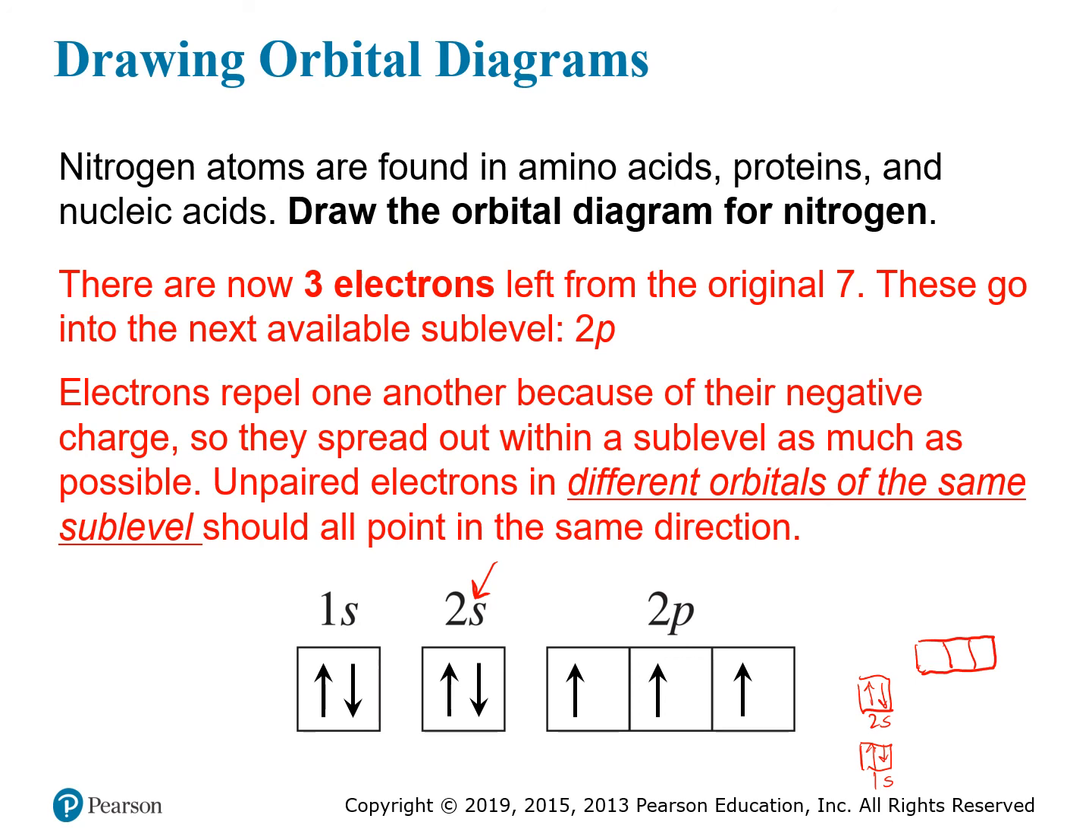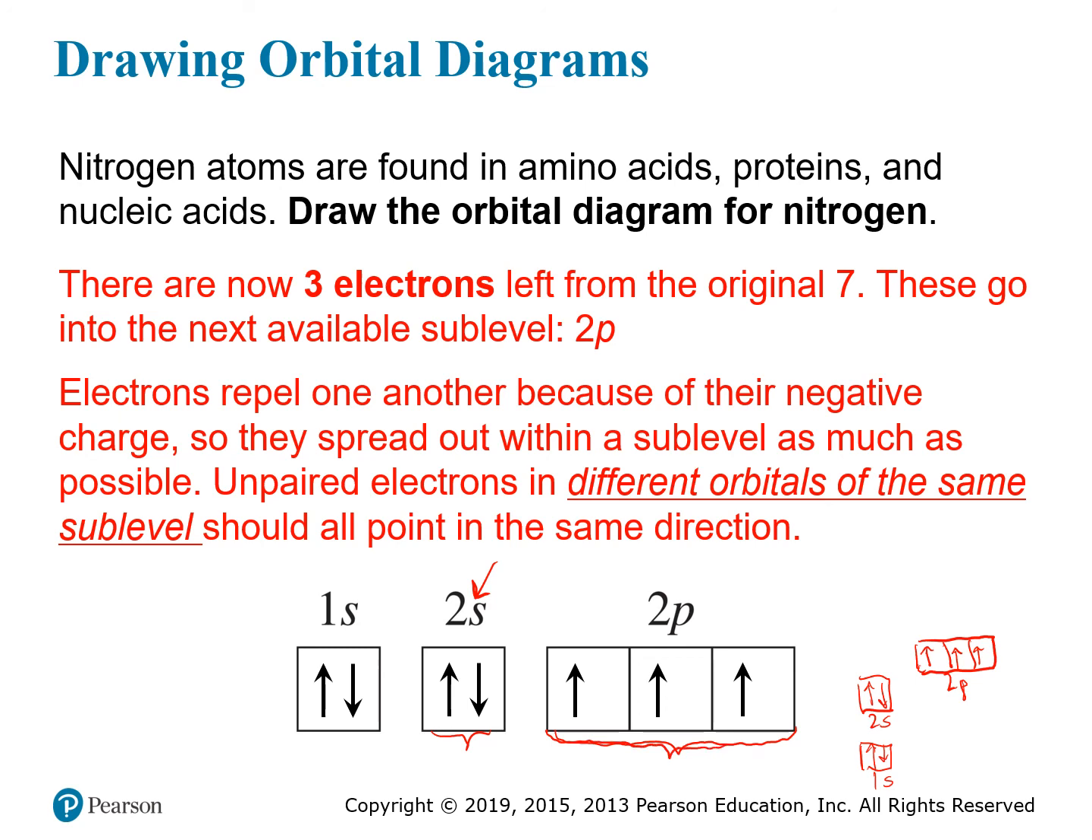And only after the 2s is filled do the next electrons start to go into the 2p sublevel, which is what this is. But again, because they all repel one another, they spread out as much as possible, and they go into different electron orbitals. And the other thing to remember is that when you have multiple electrons in separate orbitals within a sublevel, like these, they tend to align or point in the same direction. Electrons within a single orbital point in opposite directions. But if they're all in separate orbitals in the same sublevel, then they tend to point together.